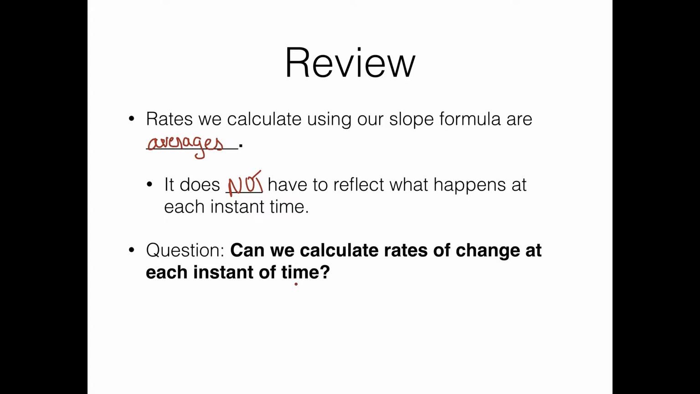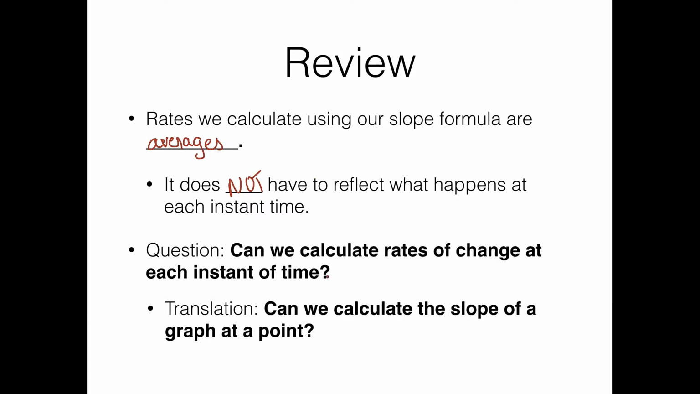But before we answer that, I'm going to change this question slightly, and you'll see why in a bit. I'm going to change it to, can we calculate the slope of a graph at a point? Really, this is the same thing, because the slope of a graph at a point is essentially the same thing as an instantaneous rate of change. You can see it graphically, and we'll look at this as well.